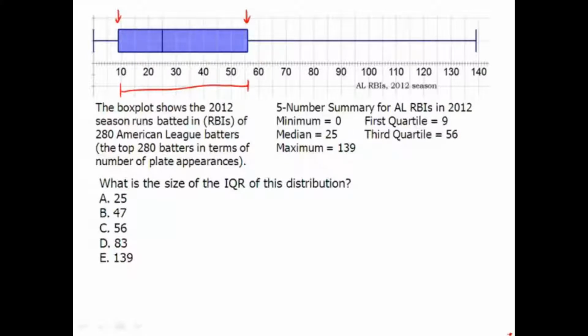And over here on the side we have these numbers. The first quartile is at 9, third quartile is at 56. So that means the size of the IQR is 56 minus 9, or 47. And the answer is B.